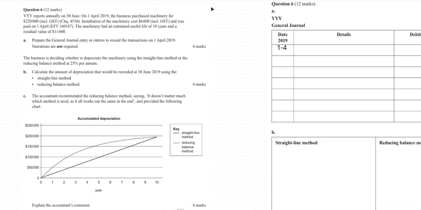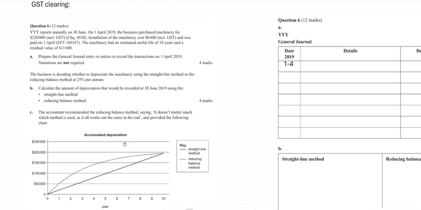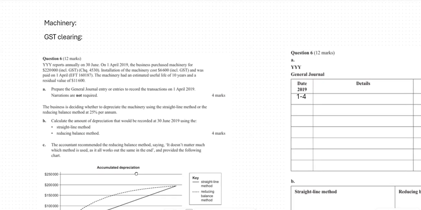Part A, I'll rip through this because this one students performed fairly well. So what we have to do for part A is record a GJ entry for the acquisition of the asset. So let's just zoom in and have a look at this question.